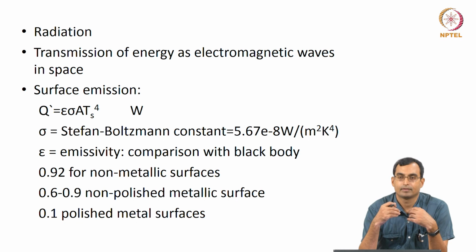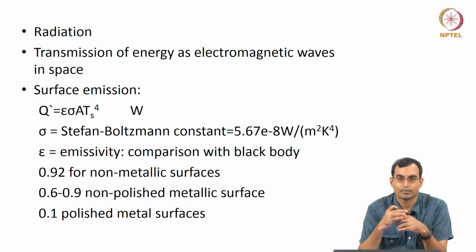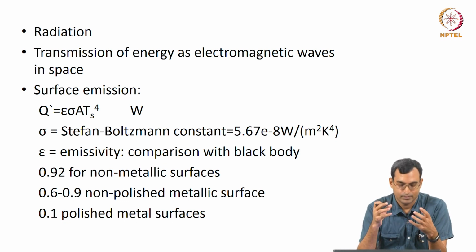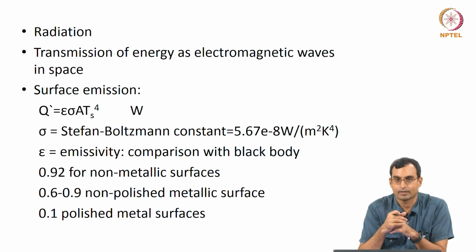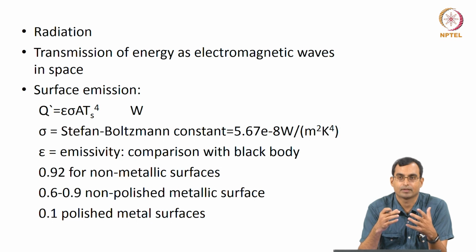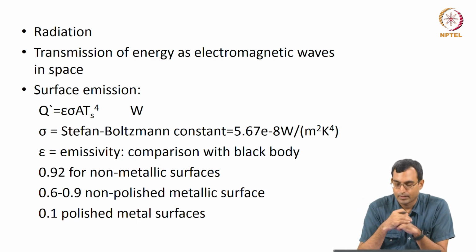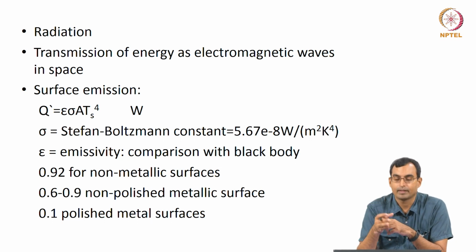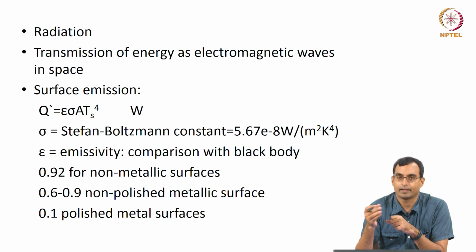So, if you want to get rid of a lot of heat, you have a hot object, it is useful if that object is non-metallic as far as radiation is concerned. If it was metallic, it is useful if that object has a rough surface, because then it would radiate out a lot more heat. But of course, in most cases what we see is that the heat transferred would be a combination of conduction and convection and radiation.